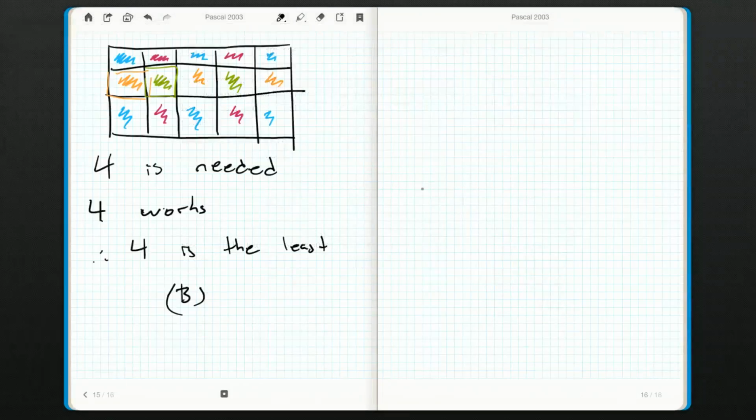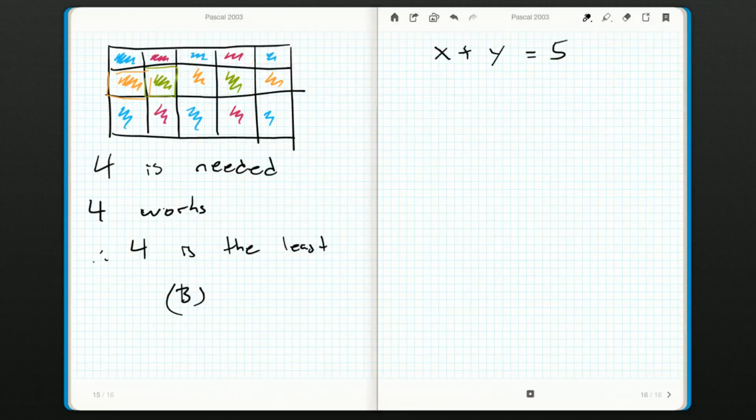I think I've got an idea. I know that x plus y is 5. And I know 2x minus y is one of these answers. Let's give it a name. Let's call it n. N is one of the answers.